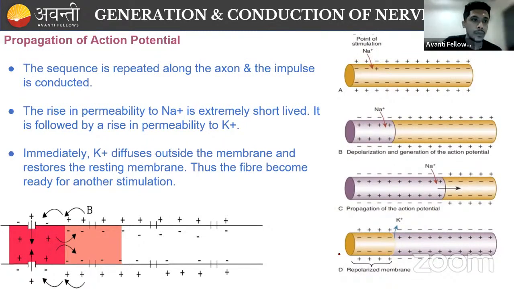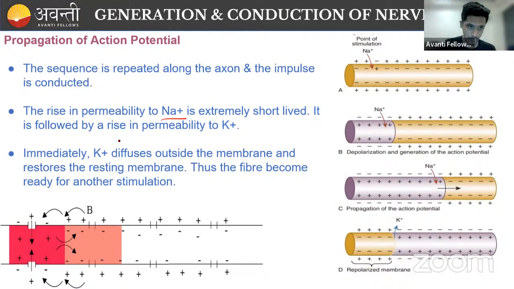Now this sequence is repeated along the axon, and the impulse is generated in a cyclic manner, from point A to B, B to A, A to B, B to A. This keeps on happening. Is it clear? As I said, the permeability of sodium into the cell is extremely short-lived. That is why your cell will repolarize in a very rapid phase.